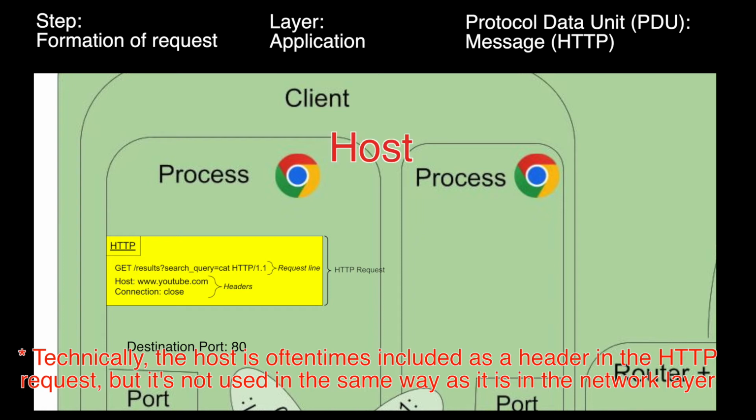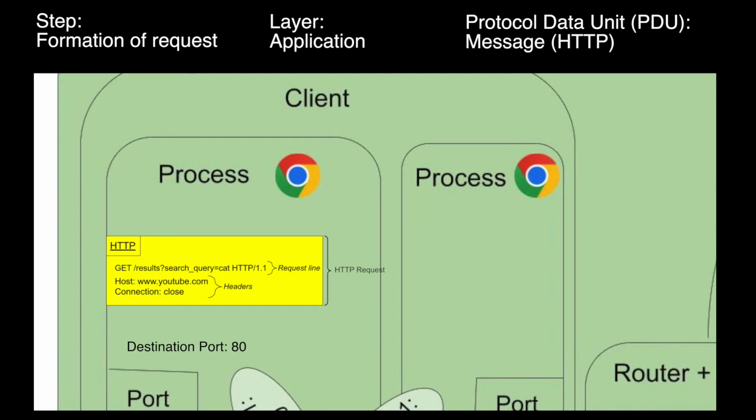The host, such as www.youtube.com, is used to determine the destination to which we want to send our request. And the destination port determines the service on that destination host that we want to send our request to. But the HTTP request itself doesn't really need to be concerned with these things. Those are only important once we get to the layers that are involved with actually transporting the message around. So what do we do with these things?